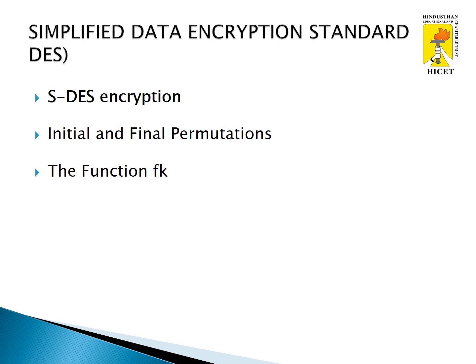First is the initial and final permutation. The input to the algorithm is an 8-bit block of plain text, which we first permute using the initial permutation function. Then the function fk, the most complex component of S-DES, consists of a combination of permutation and substitution functions.